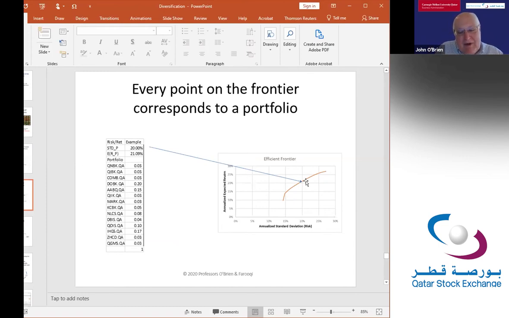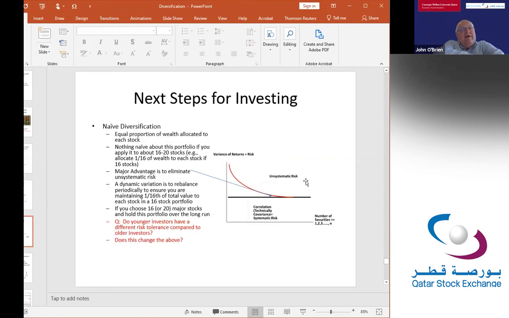So my next slide here says, what are the next steps for investing? And different ones of you will be in different stages of your life and different stages of investing. So naive diversification, which doesn't really require any fancy algorithm or any fancy optimization tools, and just puts an equal proportion of wealth in each stock, is a great way of starting off investing, or at least for more conservative investors, actually.